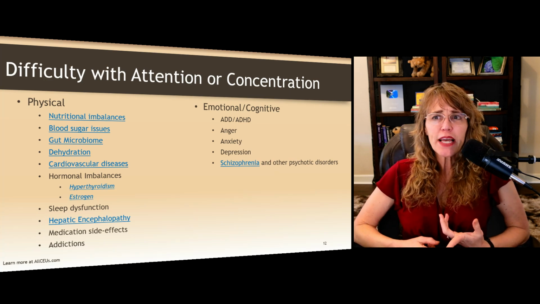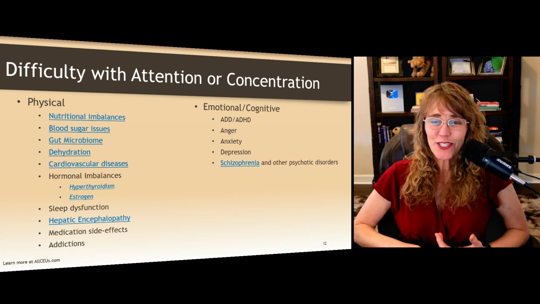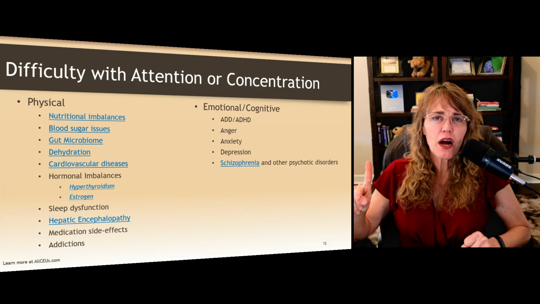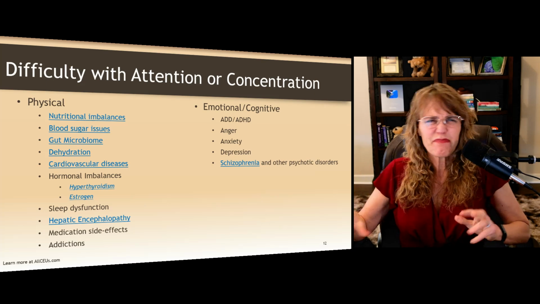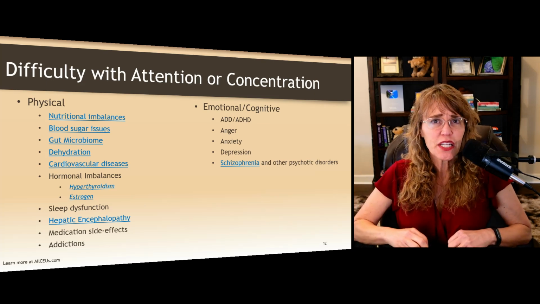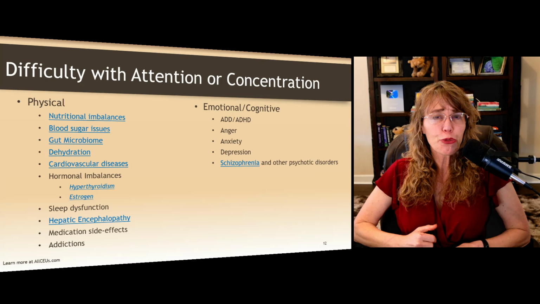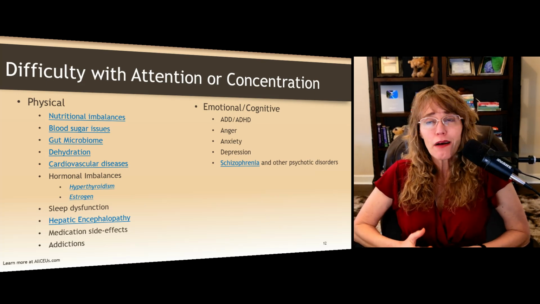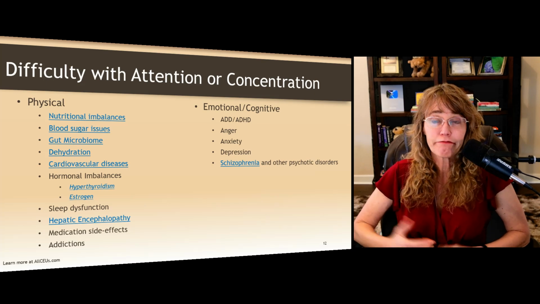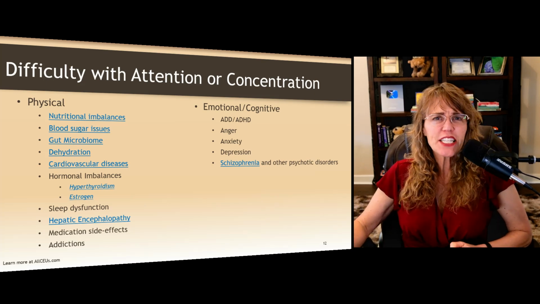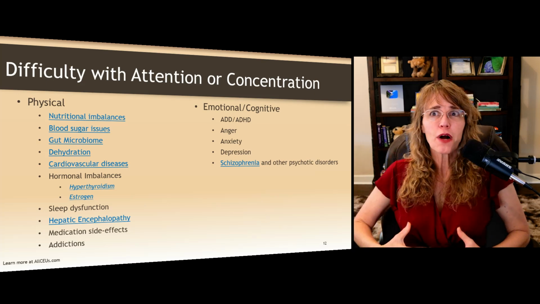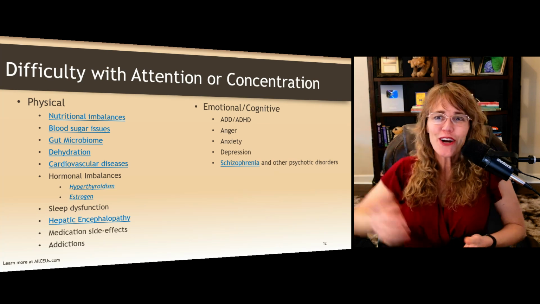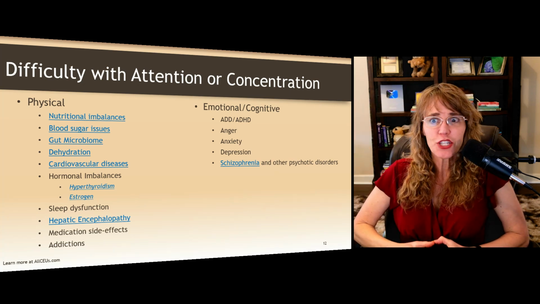Gut microbiome changes can make it difficult to concentrate. Dehydration. 1% dehydration, your reactions are a little bit slower. You may be just kind of off, but you're not even feeling thirsty yet. By the time you're feeling thirsty, you're 3% dehydrated, and it has started to have significant impairment on your cognitive functioning and your reaction time. Cardiovascular diseases that keep us from getting enough oxygen make the brain oxygen starved and make it harder to concentrate.